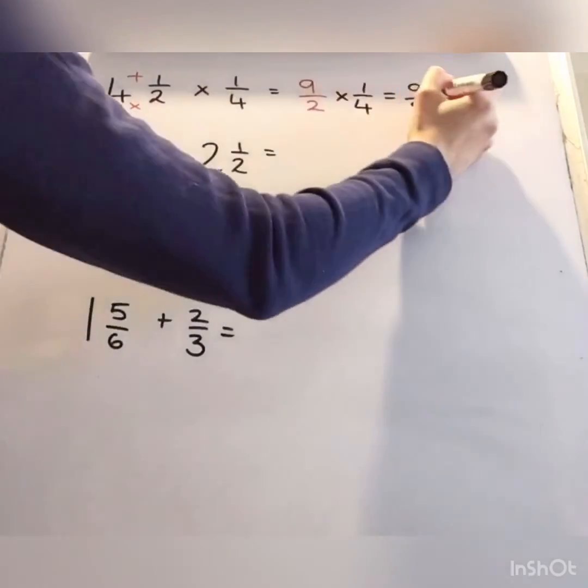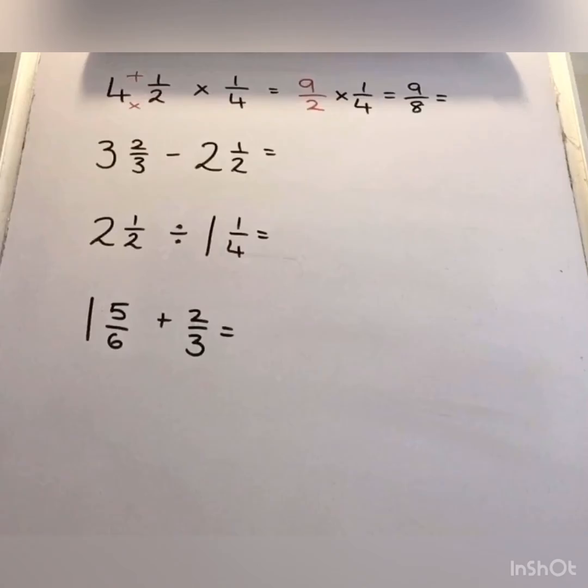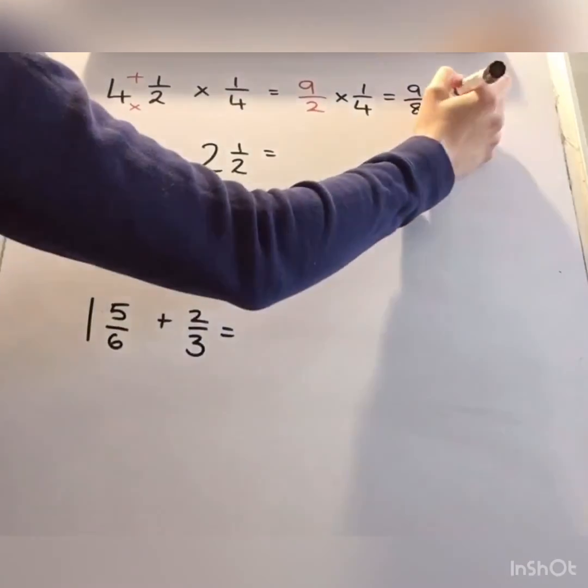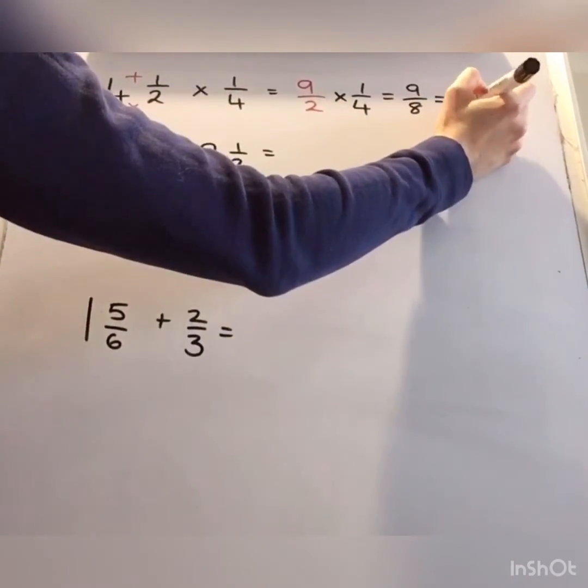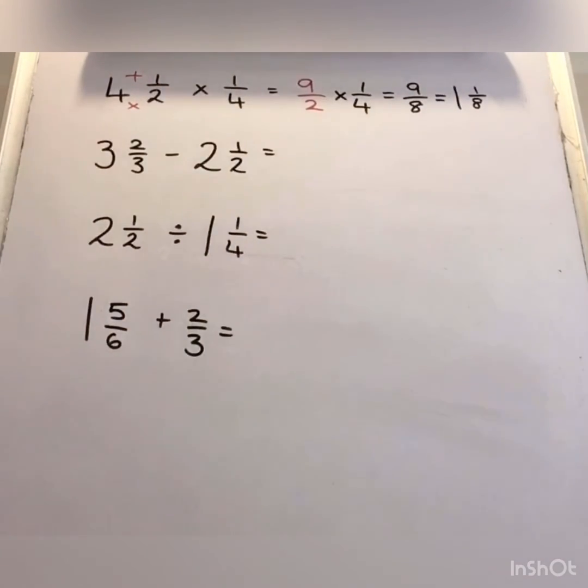Because it's improper, we need to put that back into a mixed number. So how many times does 8 go into 9? 1, with a remainder of 1, which goes back over the 8. For the next question, quite a tricky one.